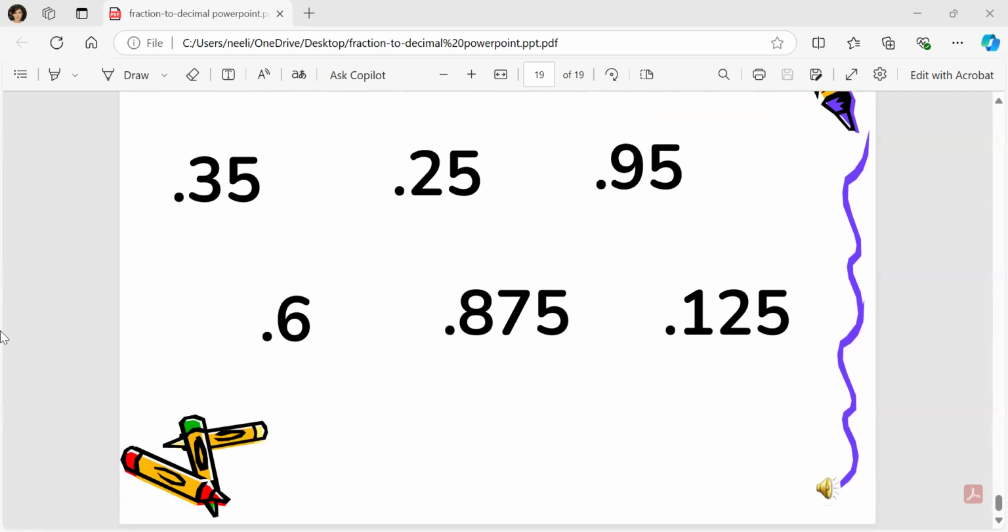So this is all for today. I hope you have learned how to convert decimals into fractions and fractions into decimals.